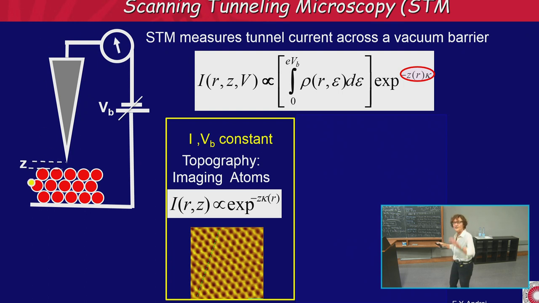we keep the current constant by having a feedback. Because of this exponential dependence, I can put a motor that makes sure that if the surface is close to the tip, I can lift the tip because the current goes down, and vice versa. So I have a feedback motor that actually follows the topography of the sample. Because of this exponential dependence, it is extremely sensitive. So what you do, you raster the sample, and you make sure the current is constant, and you then map how much you need to change the height of the tip. And that gives you a picture like this. And this is actual graphene. Every corner here is a graphene atom.